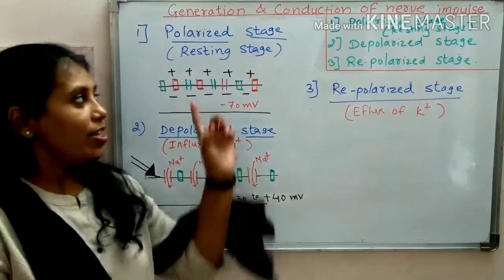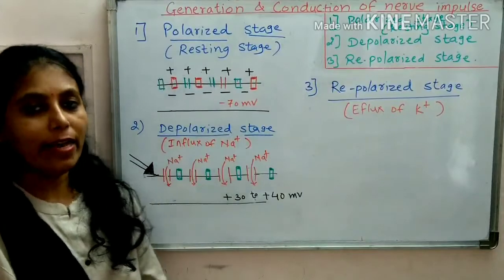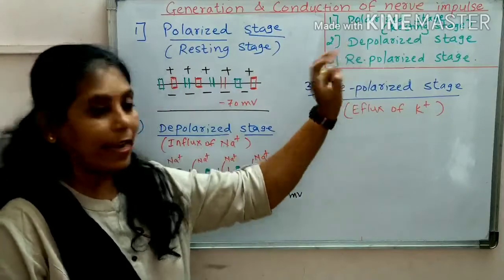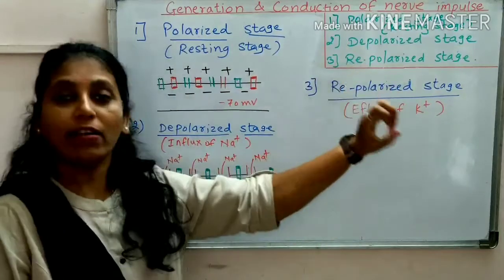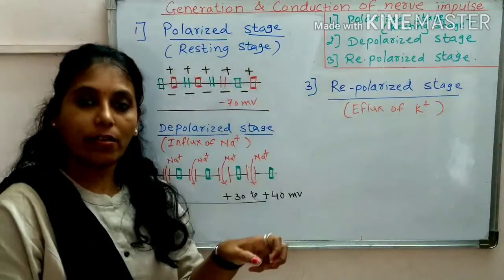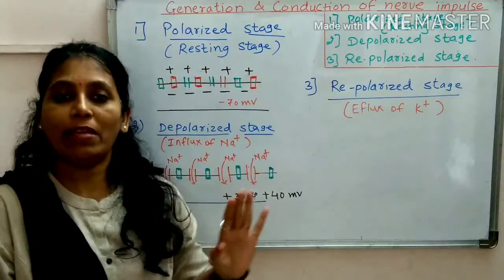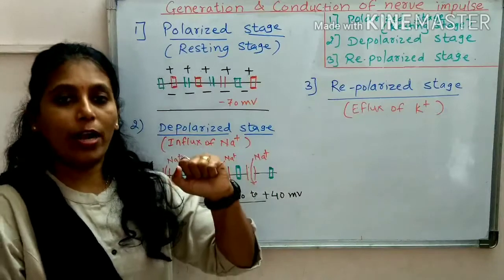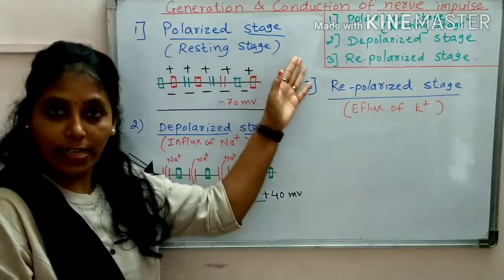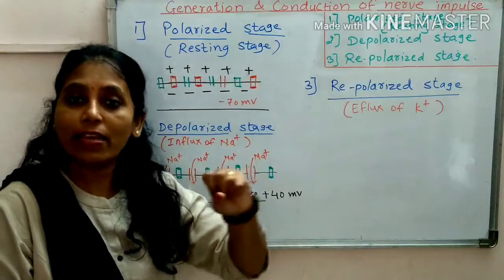We are studying generation and conduction of nerve impulse. We have already studied that there are three stages. The first is the polarized stage, second is the depolarized stage, and third is the repolarized stage. The first one, the polarized stage, is when the neuron is not carrying any impulse or any message. That neuron is in a polarized state, or you can say it is in the resting stage, when not carrying any message.